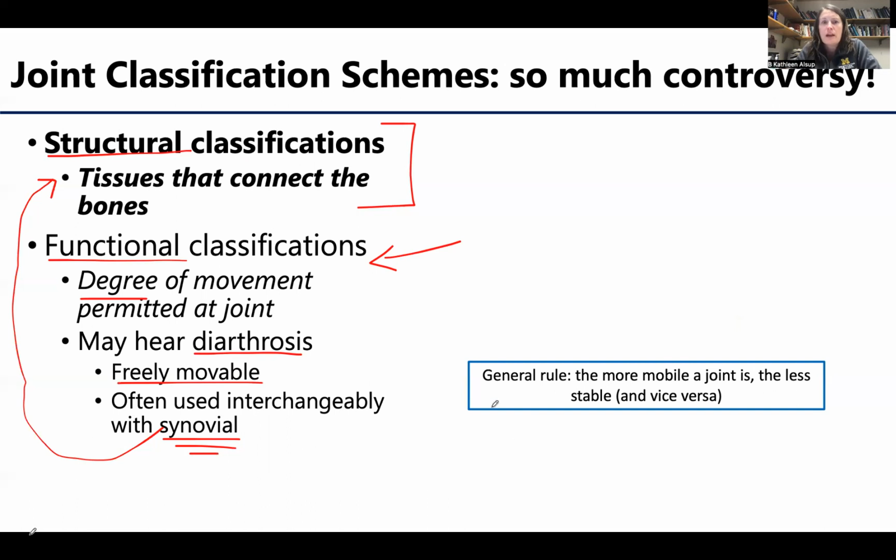Now, one thing before we move entirely away from these functional classifications is that there is a general rule that the more mobile a joint is, the less stable it is. So if a joint doesn't move at all, it's incredibly stable. If the joint moves a lot, like my shoulder joint, it's comparatively much less stable than the sutures associated with the skull. And when there's less stability, there's more likelihood of injury or damage to those structures. So those less stable joints are generally the more clinically relevant ones.